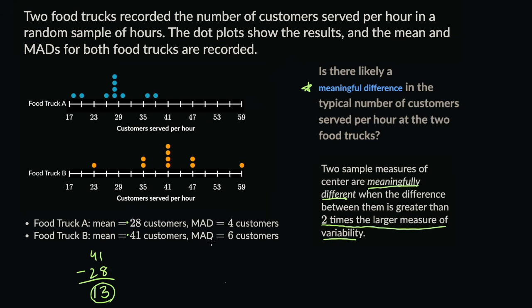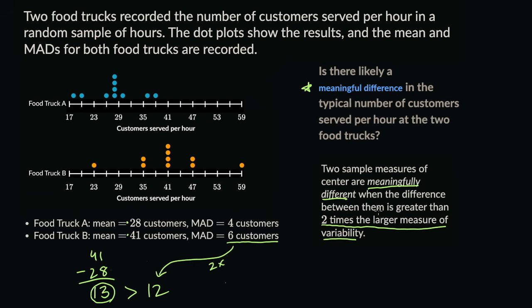And the larger measure of variability right over here, food truck B has a larger measure of variability. 6 is larger than 4. So we want to take 2 times that. So 2 times 6 is going to be 12. Once again, I just took 2 times that right over there. And it looks like 13 is indeed larger than 12.